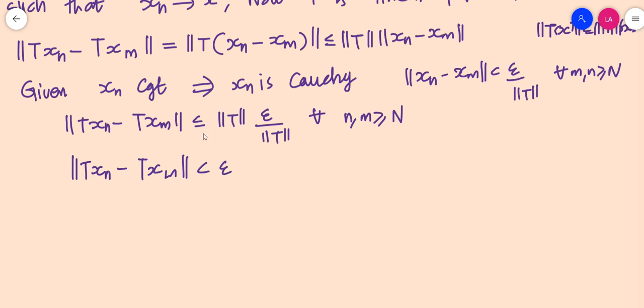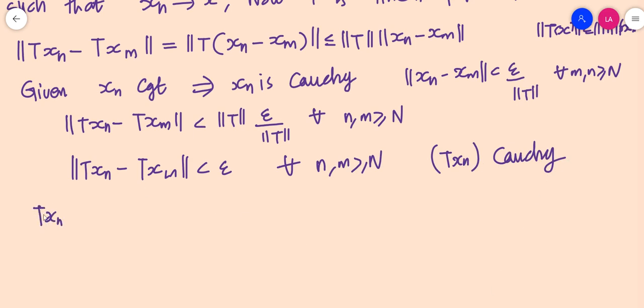We only need less than. Okay, so for all n, m greater than or equal to capital N. Here there is no less than or equal to, only less than. Which implies that T of xn is actually Cauchy. Also, T of xn is a sequence in Y, and Y is actually complete. That's why we need that Y should be a Banach space. This is why we need that argument.